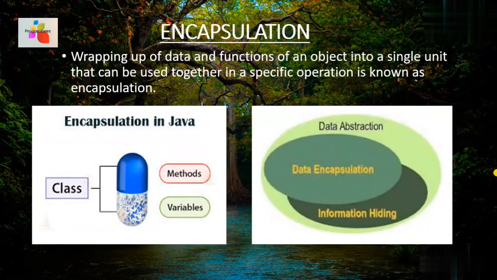Next one is encapsulation. Encapsulation means encapsulating something in a particular class. The something is the methods and the variables. Encapsulation is also a part of data abstraction, which is related to information hiding. So encapsulation provides the encapsulated feature of the class.